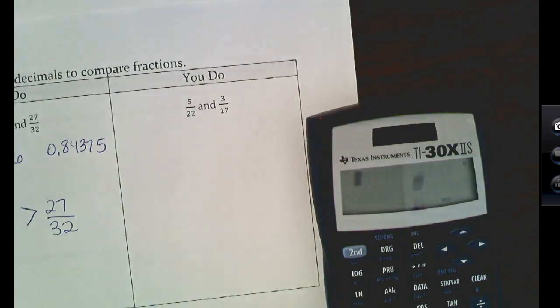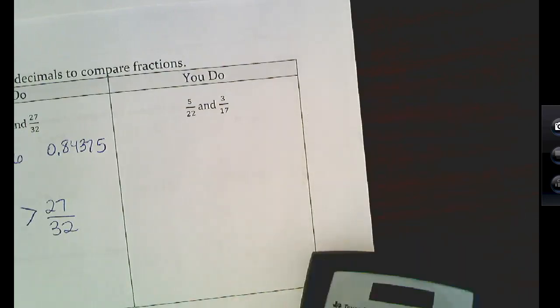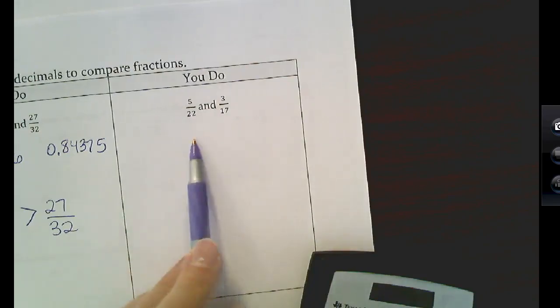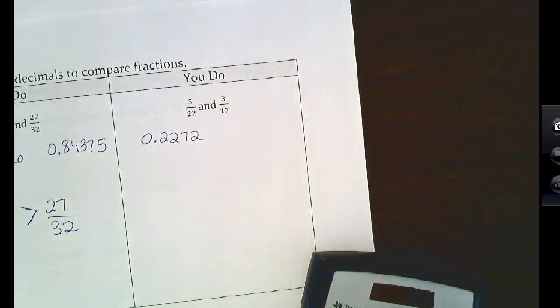Do you have the answer or a question? Yeah, I would write like the first 4 or 5 numbers. That should be enough. I want you to type in 5 divided by 22 into your calculator. And I'm getting 0.2272727272.